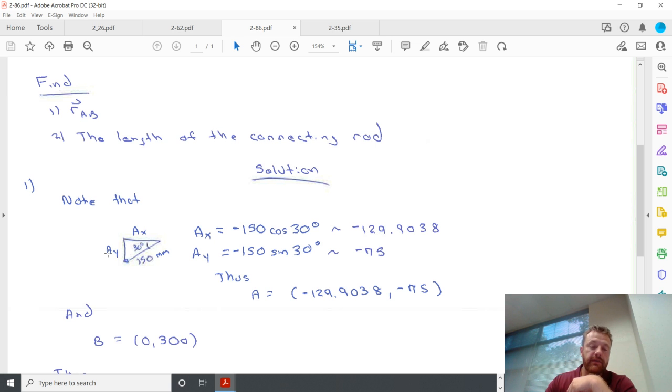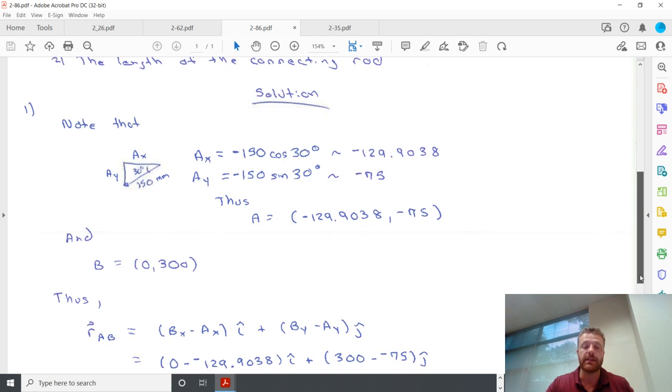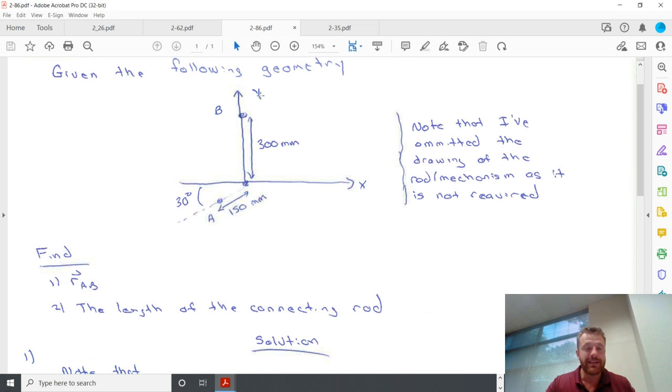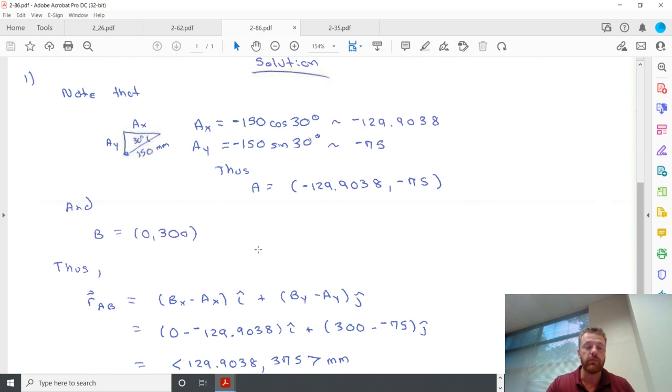In a similar fashion, I can find the y-component by multiplying the length of the hypotenuse times the sine of 30 degrees. Again, since it's in the downward direction, it also needs to be adjusted to be negative. Fortunately, B lies directly on the y-axis, so I can just read out its coordinate directly. It is at point x equals 0, y equals 300.